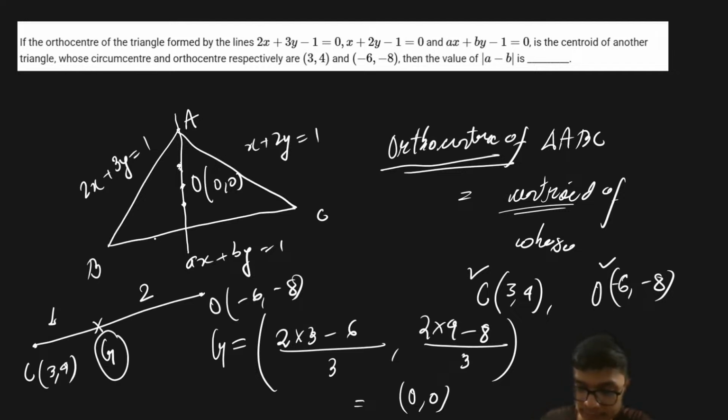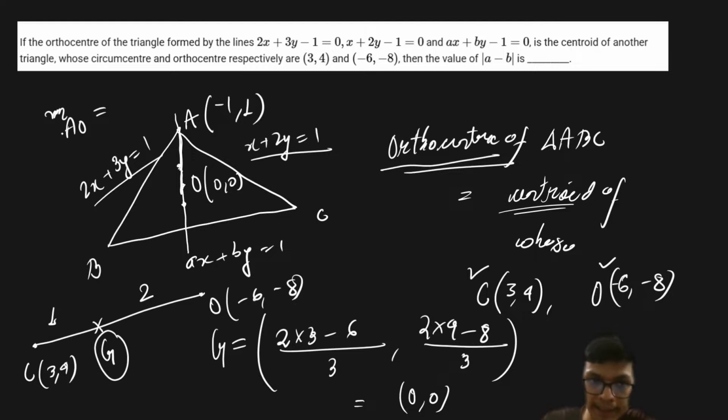find the slope of the line AO. If I find the slope of the line AO, I'll get this particular slope. Now first of all, let me find this point A. Our point A is given by the intersection of these two lines. So the point is going to be equal to (-1, 1), right?